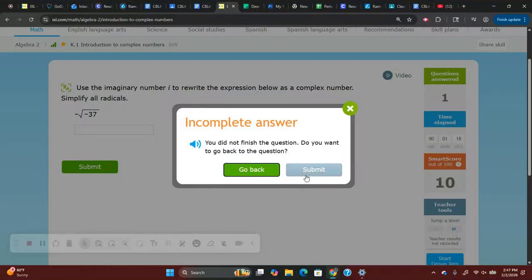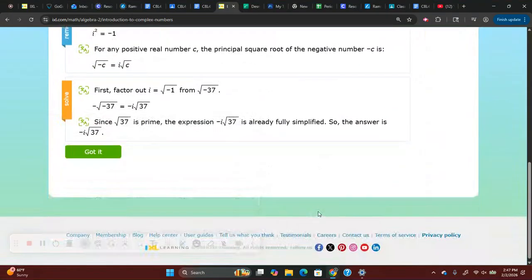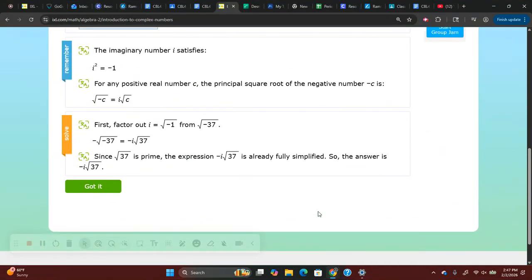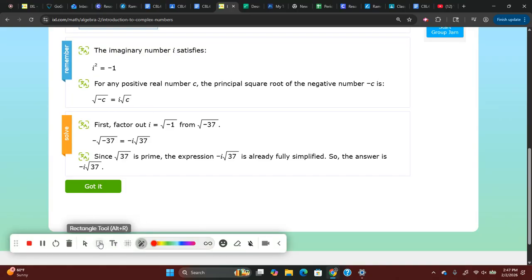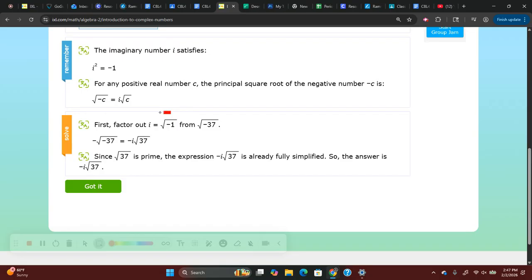All right, so I submit it. You can see they do it the same way over here. They tell you this is the formula. Here we go, you see that? i equals the square root of -1. Okay, so now take a look over here. They do it a little bit fast here.